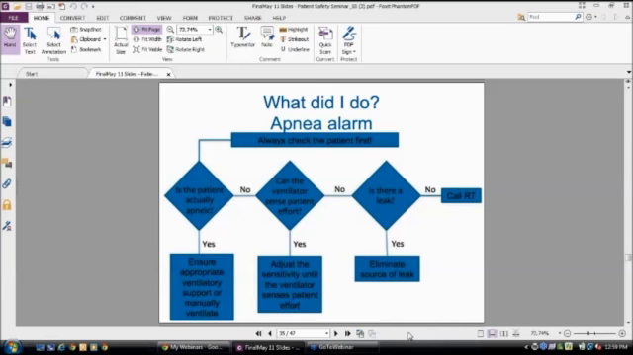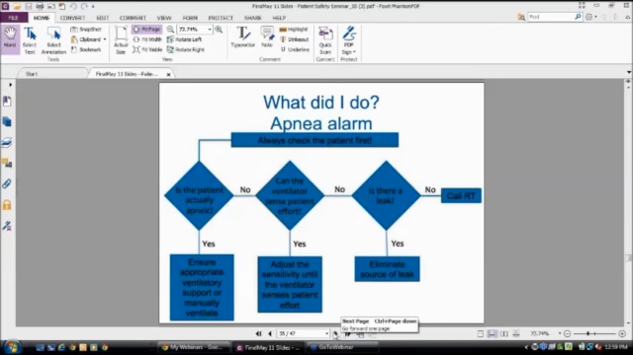Is it possible that the air is not going through the circuit, so the machine is sensing that the patient is apneic when actually they're not? They're just not getting adequate support because there's a leak somewhere. Simply change out the tubing that has the leak in it to fix that. And again, if all else fails, we need to depend on our respiratory therapist to come help us out at the bedside.